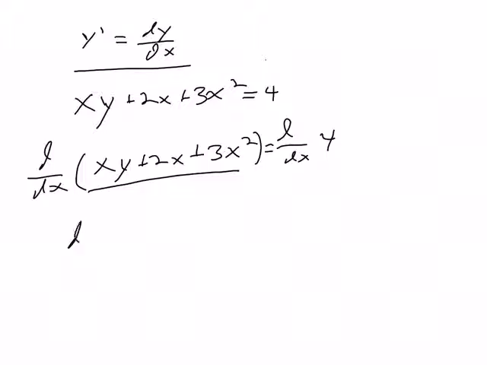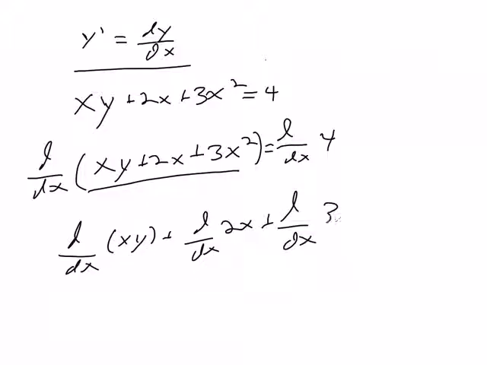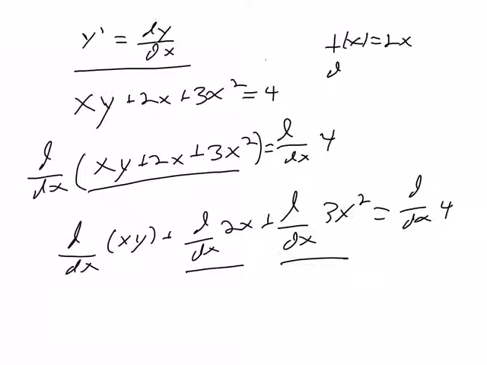So this is like taking d over dx of xy plus d over dx of 2x plus d over dx of 3x squared, and that's equal to d over dx of 4. Well, these we already know, right? Because again, f of x is equal to 2x. It makes sense to say df over dx, which is exactly what's going on here. We're just speaking about the function directly, and that's just like taking the derivative.